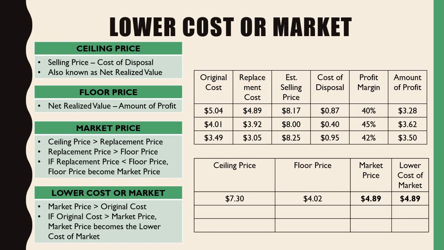If I purchase a product originally that cost $4.01, and now the market is currently telling me that it's $3.92. I sell this product for $8. Cost to dispose is 40 cents, and the amount of profit is 45%. So I want $3.62 out of it. Okay? So let's go ahead and determine what my ceiling price is going to be. What's my ceiling price for my second one?